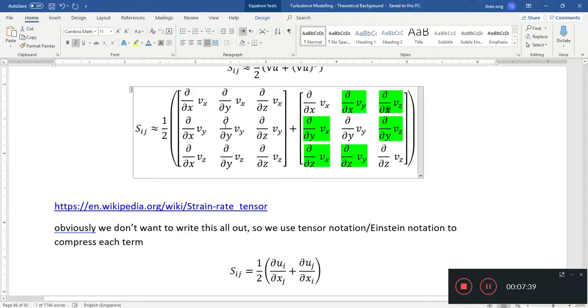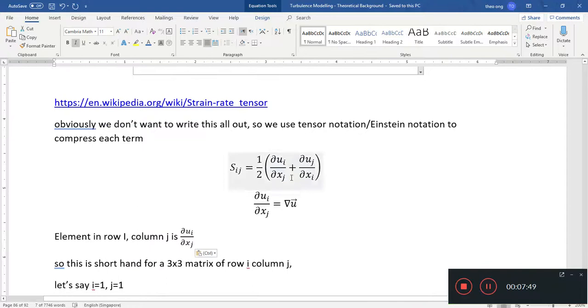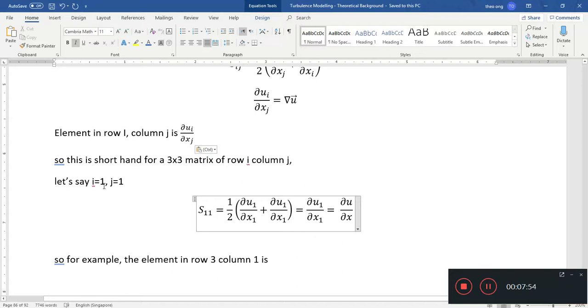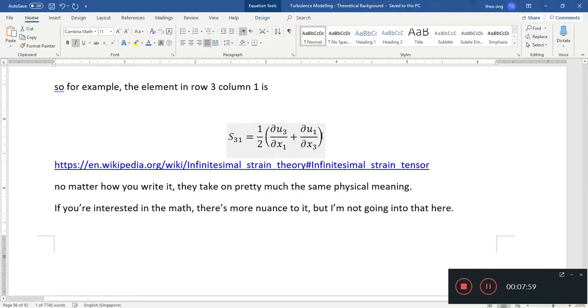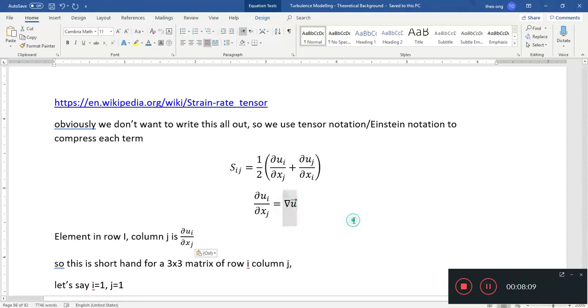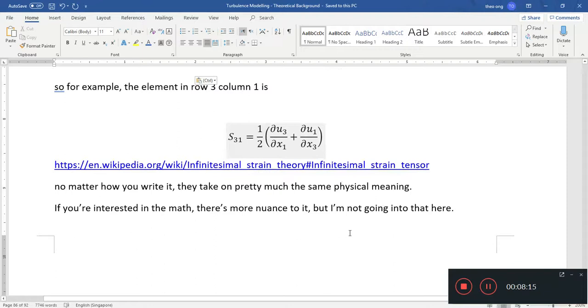So Sij, when you sum them up together, it will just be this. So you have this one plus this one, and then if you just compress that notation, you will get something like this. And this is what you get if, say, another example, i equals 1, j equals 1. So that's the element. And this is how you would read this tensor notation. So no matter how you write it, whether it's in this tensor notation or in this vector notation, they mean pretty much the same thing. You just have to be very clear on that.